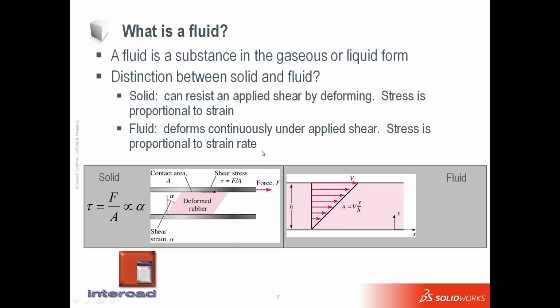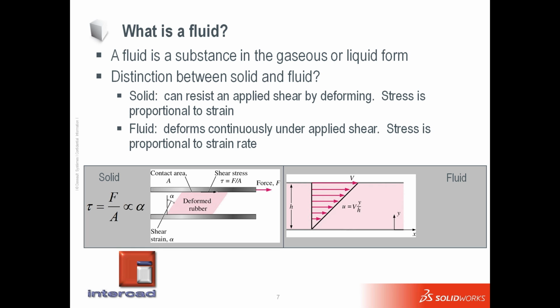Look at the figure first. If we have a solid, like a rubber type, between the plates and we apply a force, the solid can resist an applied shear by deforming, and then stress and strain are proportional to each other. But a fluid does not resist. It deforms continuously under applied shear, as you can see, from 0 to maximum. Then in some categories of fluid, stress and strain are proportional.